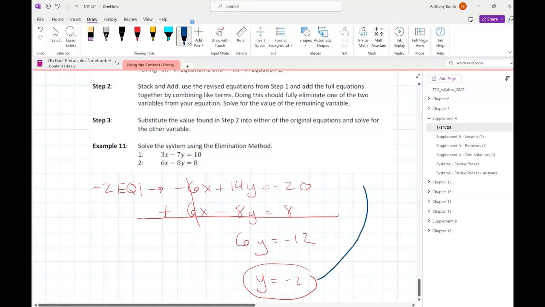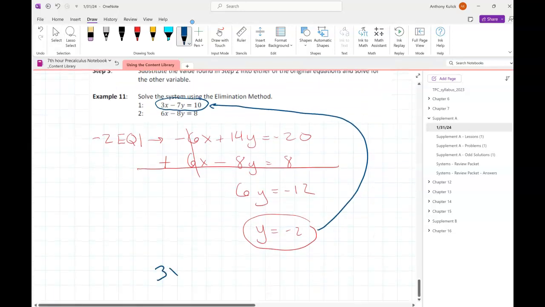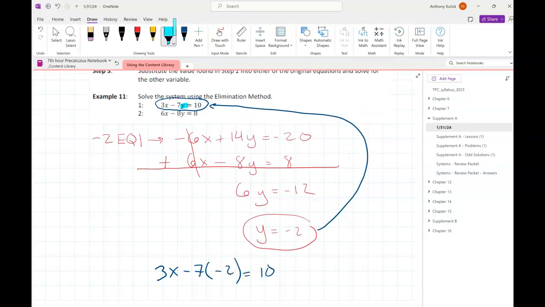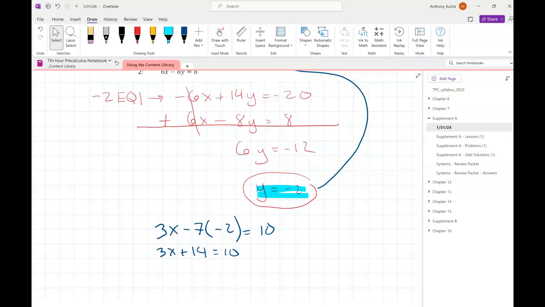What I'm going to do now is take that and plug it back into equation 1 or equation 2. I'm going to plug it back into equation 1 because, I don't know, the coefficients look a little bit smaller in that one than the other. It doesn't really matter. So again, I'm taking the y and plugging in the negative 2. So I'll subtract 14 from both sides and then divide by 3.